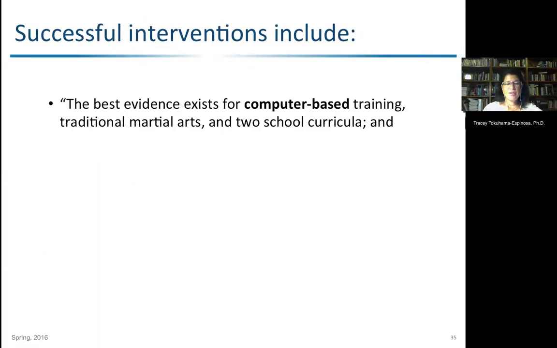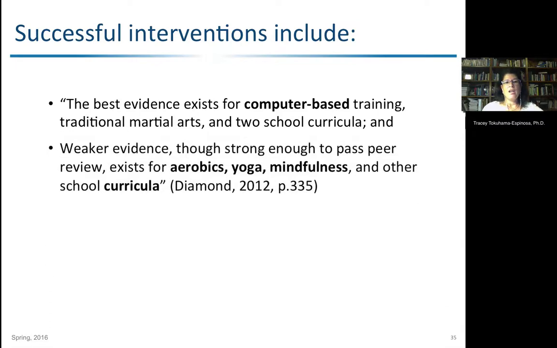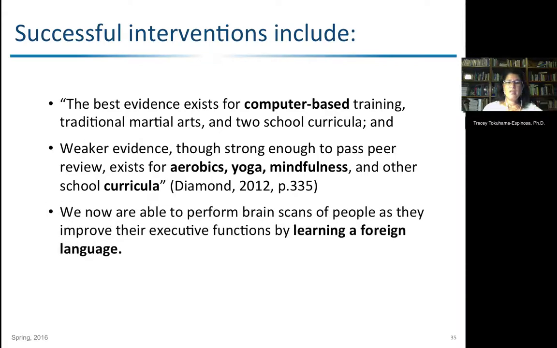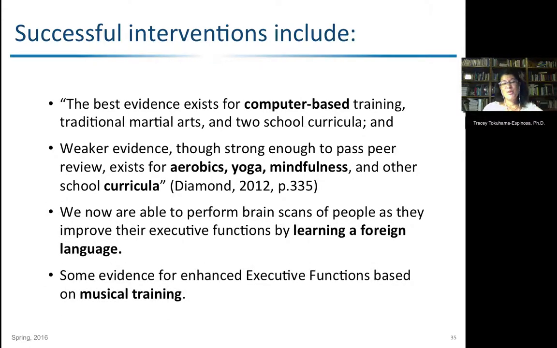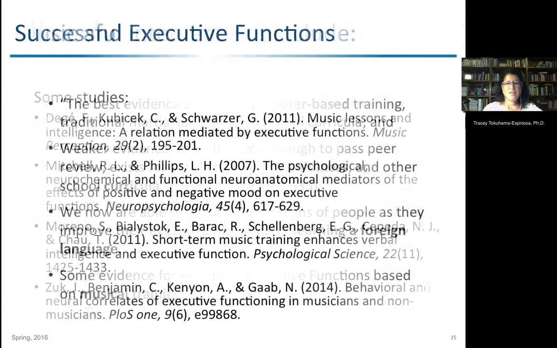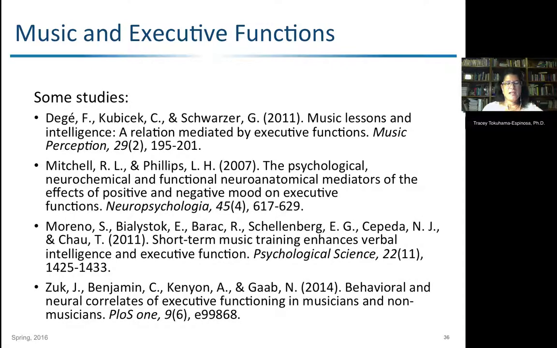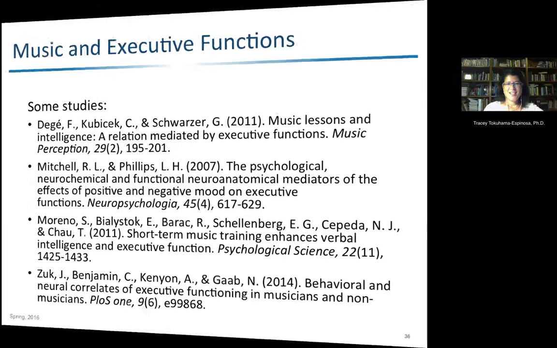Other evidence that's out there: computer-based training, believe it or not, traditional martial arts, types of school curricula, aerobics, yoga, mindfulness, learning a foreign language, musical training. All of these things have some evidence behind them. And rather than say it's black or white, I'd like to offer some examples. For example, in music related to executive function training, there are some studies that talk about how people who are trained musically are better at certain elements of executive function. Attention, working memory, definitely. So have a look at those studies if you're interested.